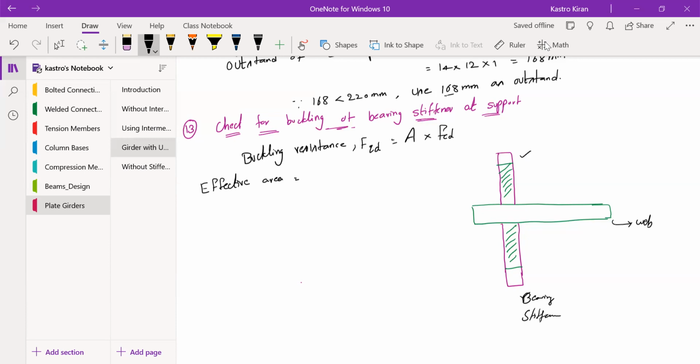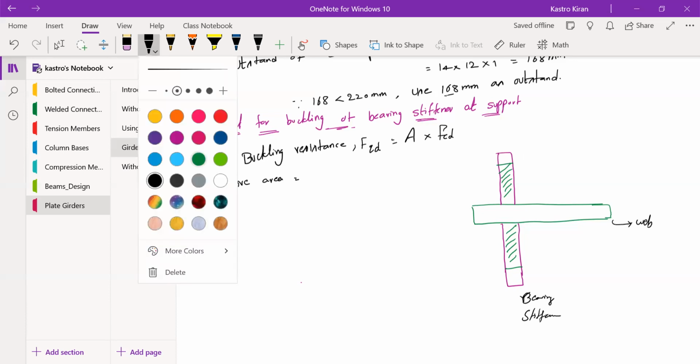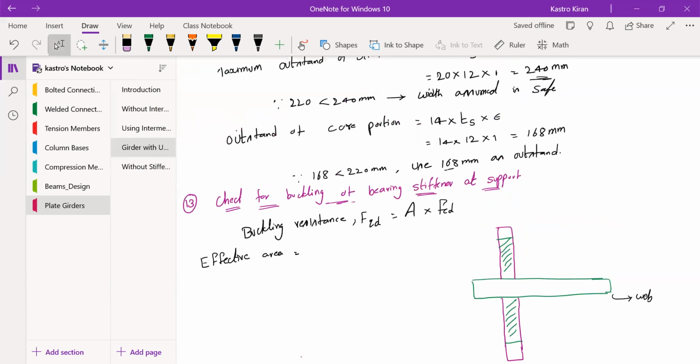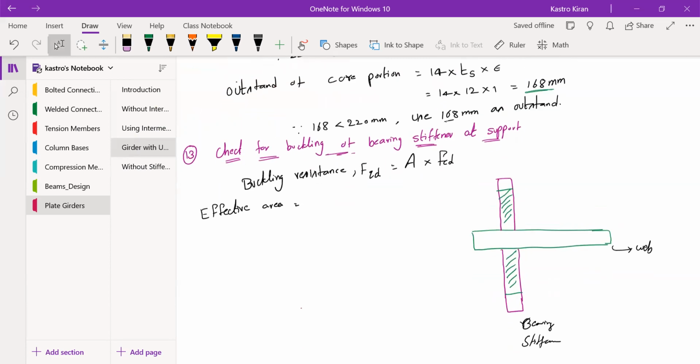Now you need to find out the effective area of the bearing stiffeners. Before finding that out, you need to know the outstand of the core portion. We calculated in the last class that the outstand of the core portion is 168 mm. You should know what this 168 mm is. 168 mm is the distance from the web portion, extending 168 mm in length. So this is the outstand length.